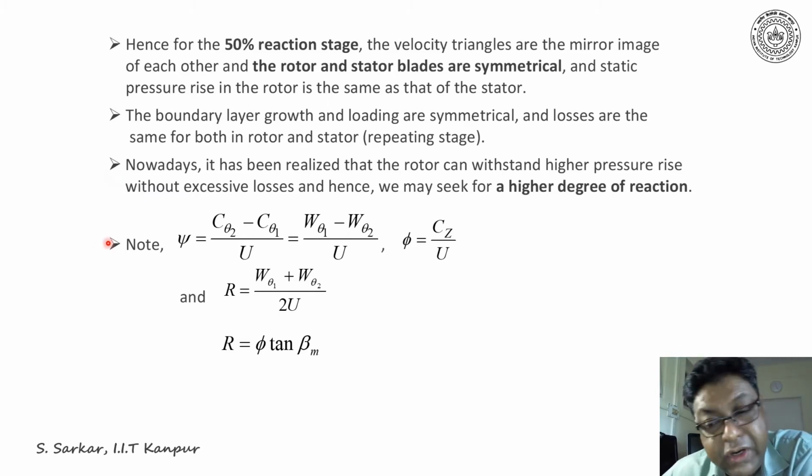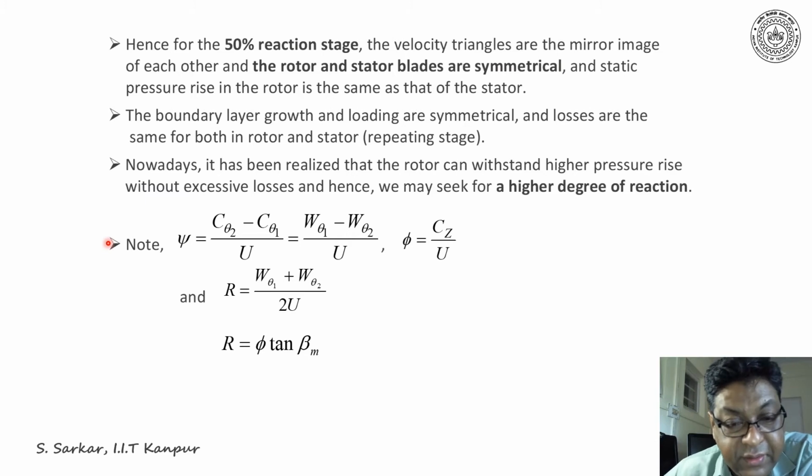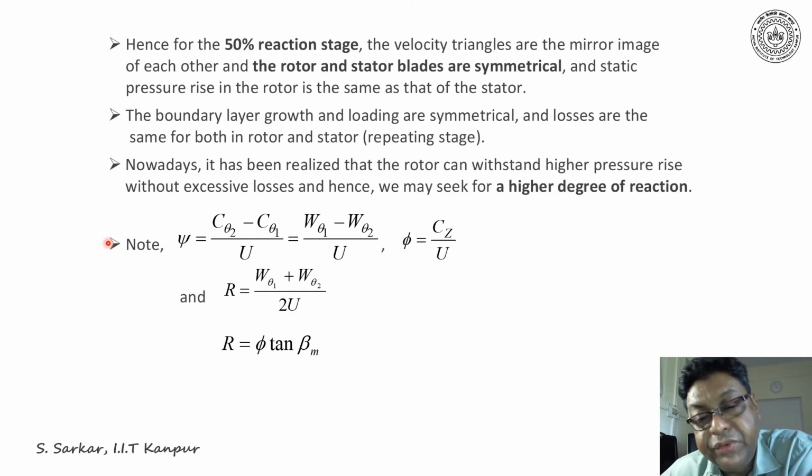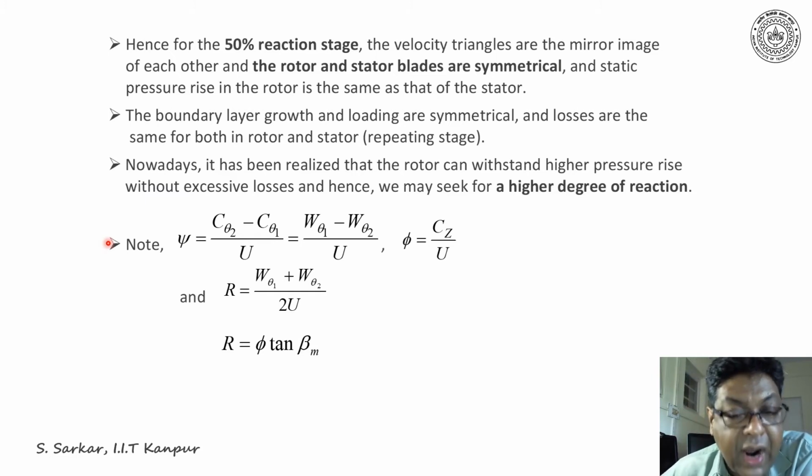Furthermore, one can remember that xi is nothing but c theta 2 minus c theta 1 divided by u, or it can be written as w theta 1 minus w theta 2 divided by u. For a compressor, phi is equal to cz by u, and r is equal to w theta 1 plus w theta 2 divided by twice u, or r can be written as phi into tan beta m.